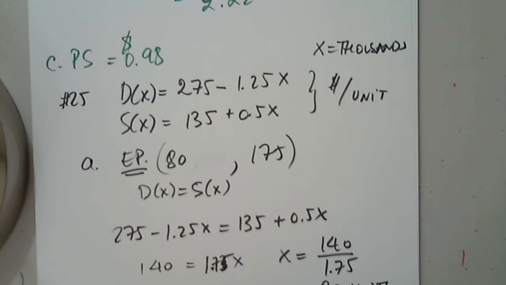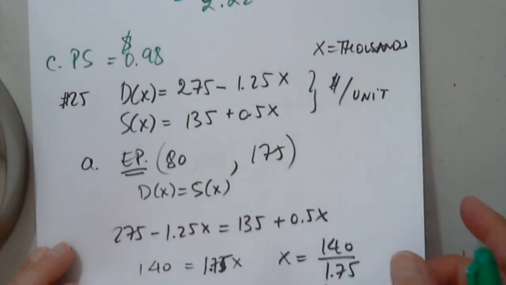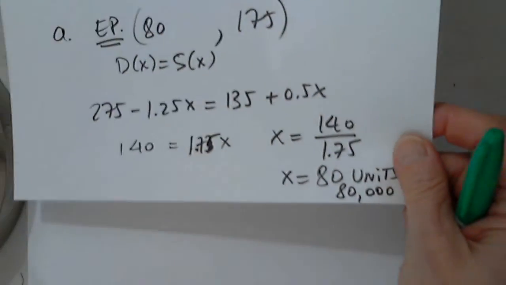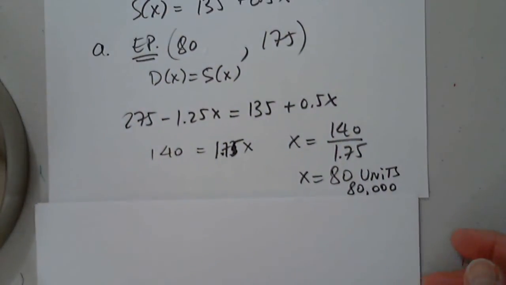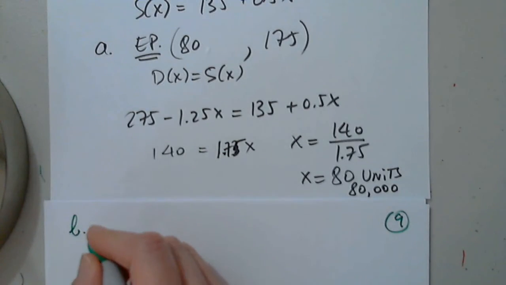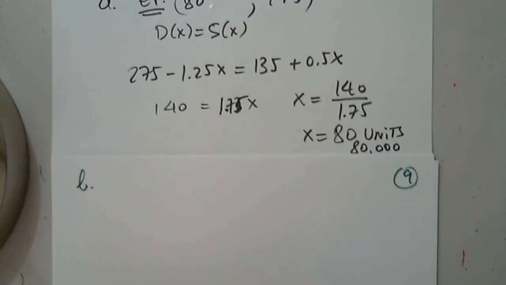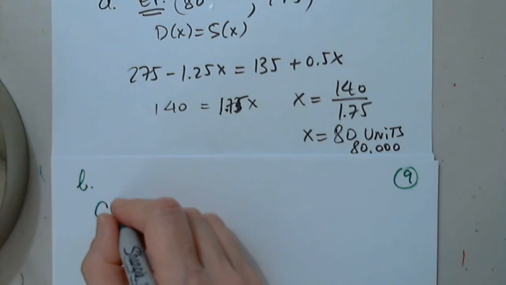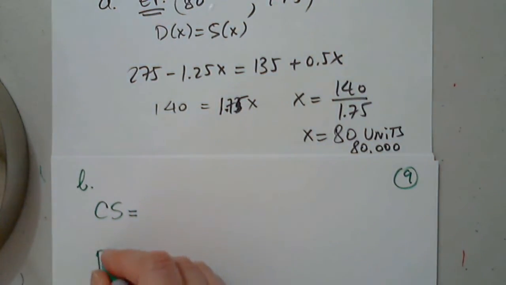Okay. Part B. They want us in part B to determine the consumer surplus and producer surplus at the equilibrium point. So let's write the formulas. Consumer surplus and producer surplus. Can anyone help?